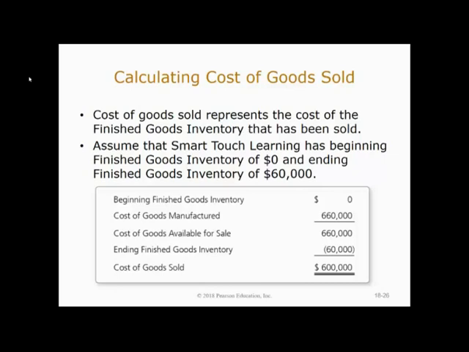And they probably didn't sell every last product they had. They have inventory sitting around which is done but has not yet been sold yet. That's your ending finished goods inventory. So if you take that cost of goods available for sale, subtract out your ending finished goods inventory, that gives you how much you actually sold. And their cost of goods sold for SmartTouch in this case would be $600,000.